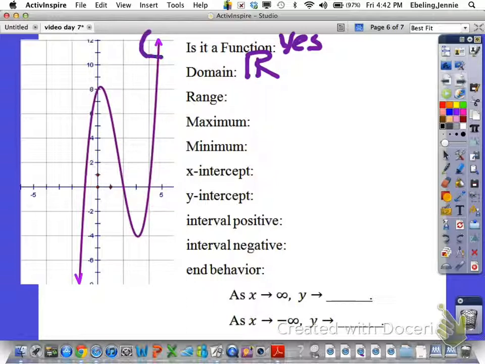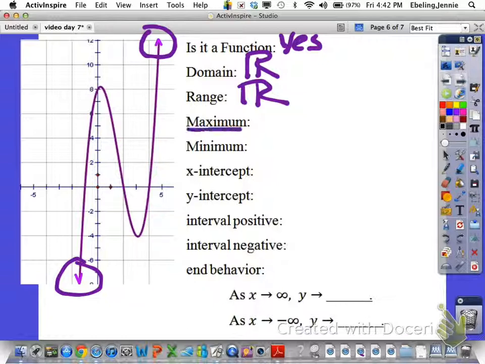My range, well, what are the y values? Well, it's going to continue to go up here and keep continuing to go down there and progressively just kind of open up. So eventually it's going to hit all the y values, so we say all real numbers. Now, not all graphs are all real numbers. Just this example and the previous example happen to be that way.